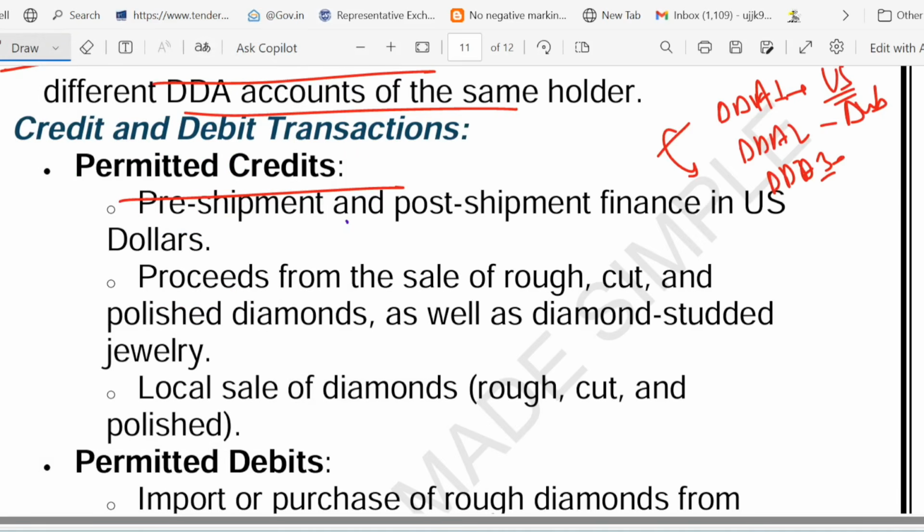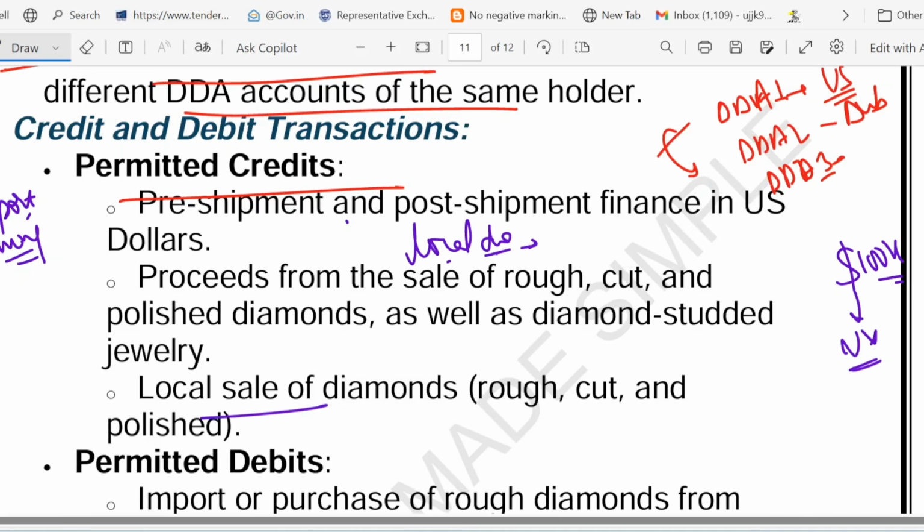First of all, export earning. Which means, suppose Mumbai Diamond sells $100K of polished diamond to New York. Okay. So the payment goes straight into their DDA. So that is called export earning. This is permissible. Okay. Then local diamond sale. What about the local diamond sale? Suppose you are selling cut diamond to another Indian exporter. So those USD payments can also go here. So it is not that only foreign exporters can credit. No, local diamond sale can also go to this account.